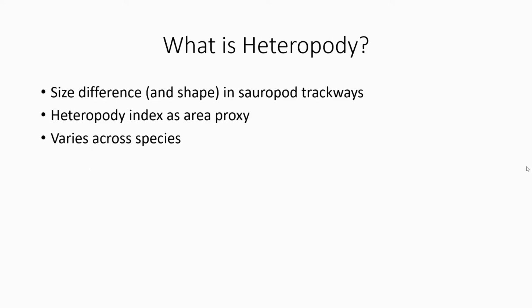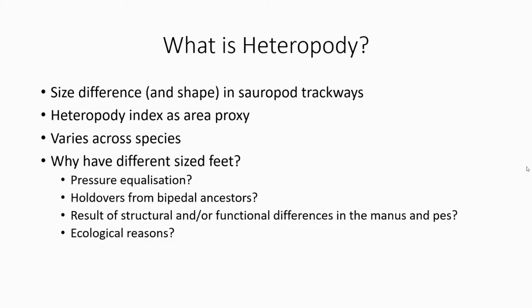But yeah, when we're looking at heteropody and the difference in foot size, we tend to use heteropody index as an area proxy. And what this means is when you look at a footprint, quite often the area, the impression of the foot, is not clear. Obviously, that's affected by substrate, by the way the animal was moving, their gait in life, and a bunch of other issues. So ichnologists tend to use heteropody index as a quick and dirty way of getting an area proxy for trackways. So that would be length times width, a simple square estimate of foot area.